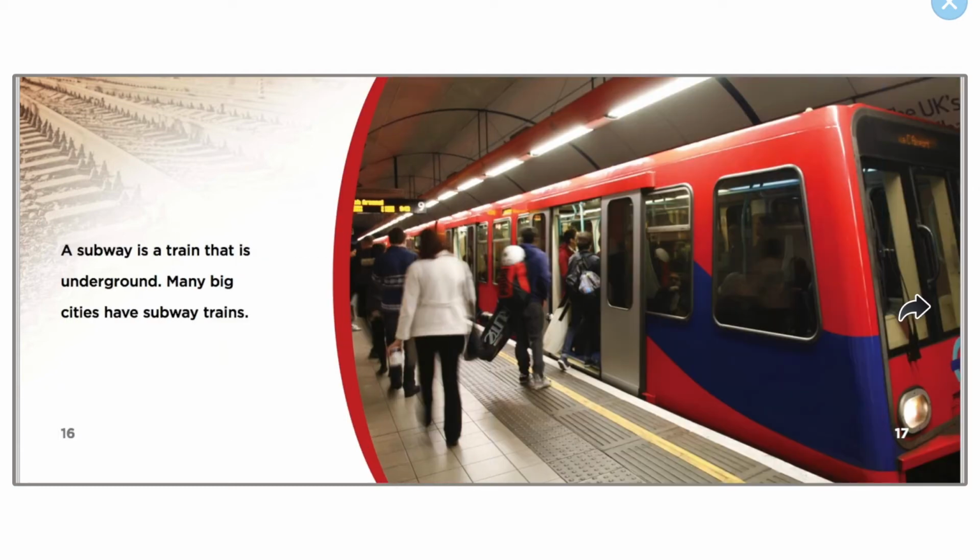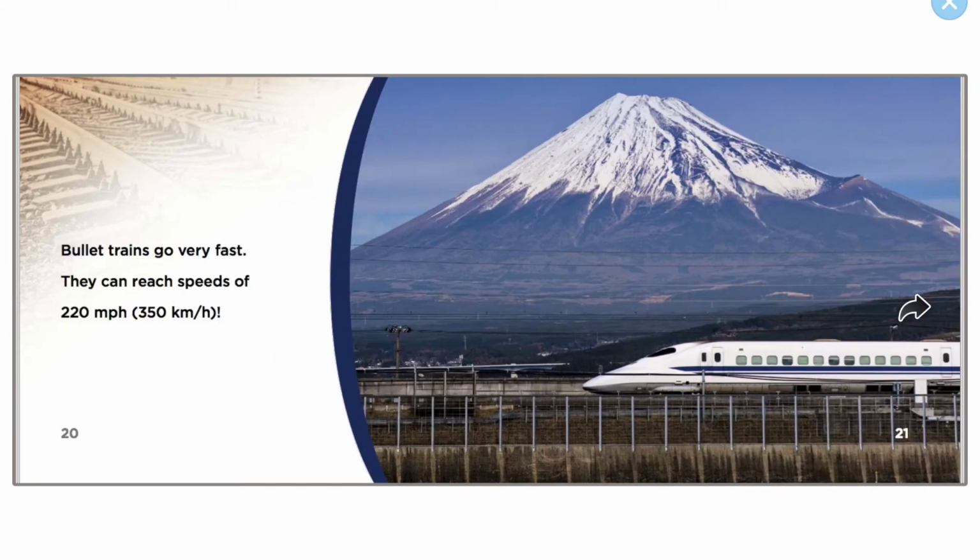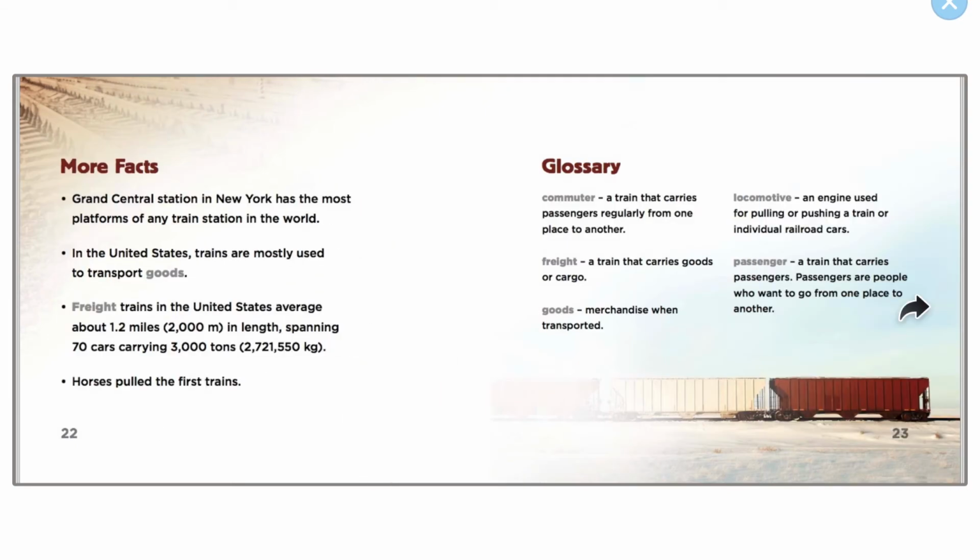A subway is a train that is underground. Many big cities have subway trains. Some of our metros might go under the ground, and we might kind of consider that like a subway train. Freight trains carry goods. They carry things like coal and grain. And you can see in the picture, there's one that's carrying logs. Bullet trains go very fast. They can reach speeds of 220 miles per hour.